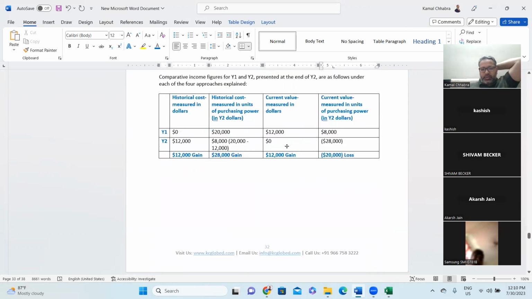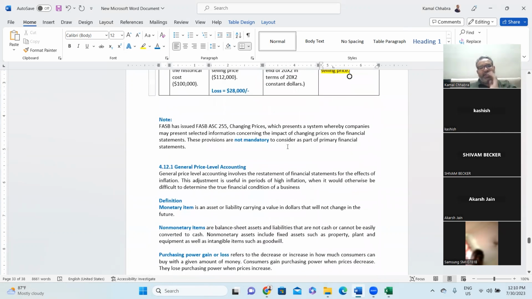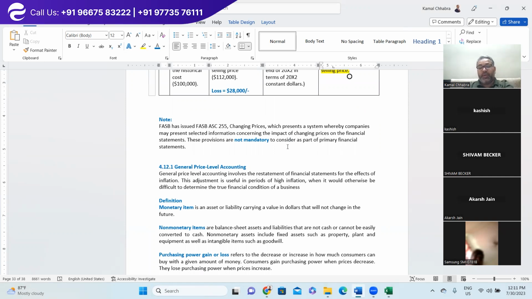Right, I know it's kind of complex. Okay, so FASB has issued ASC 255, Changing Prices, which represents the system whereby companies may present selected information concerning the effect of changes in prices on the financial statements, and these provisions are not mandatory to consider as a part of the primary financial statements. So these are, like I said earlier, recommendatory standards, but not mandatory to be part of the primary financial statements.